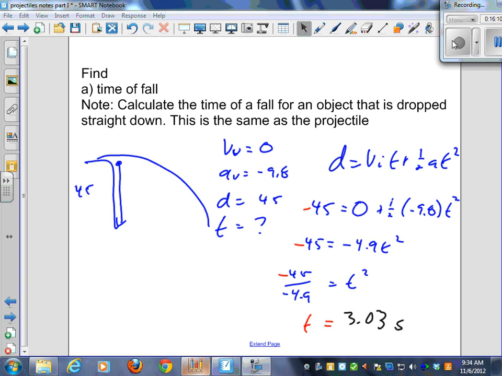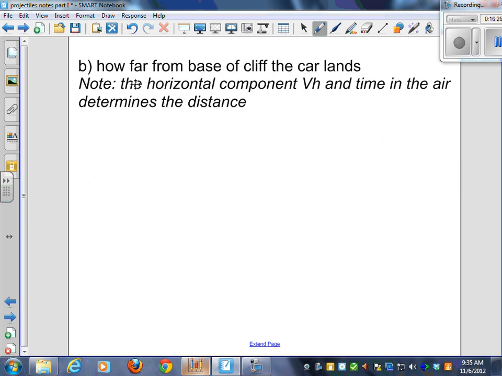So a little over 3 seconds for it to fall. Now that we know how long it takes for it to fall, can we figure out the range? Can we figure out how far away it lands? Absolutely we can, right? We know the speed, we know the distance, or we know the time. So how far from the base of the cliff the car lands is what we want to find. This is known as the range.